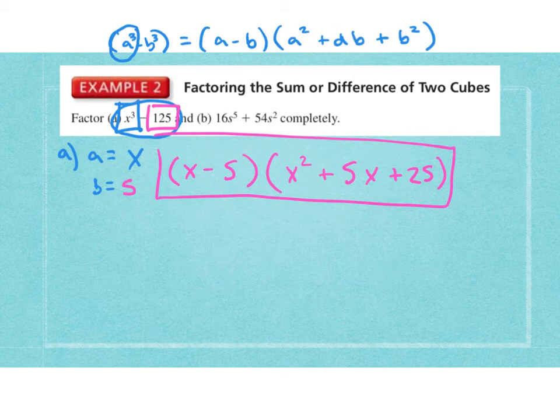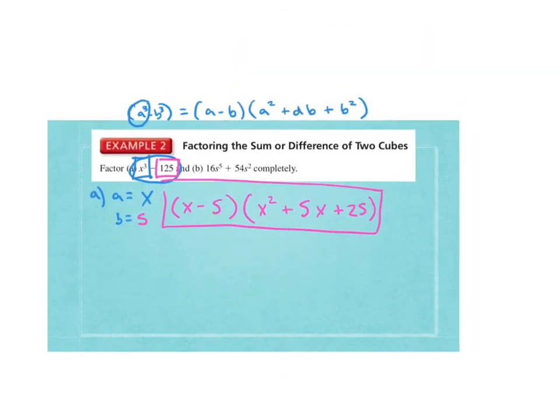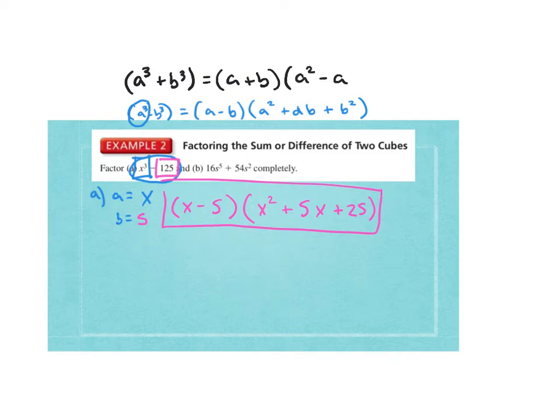So anytime we see the sum or difference of cubes, we just need to find our a and our b and plug it into the formula. So this was the difference of cubes. Our sum of cubes formula is the same thing, but the signs change. So a cubed plus b cubed is equal to a plus b, a squared minus a times b, plus b squared.